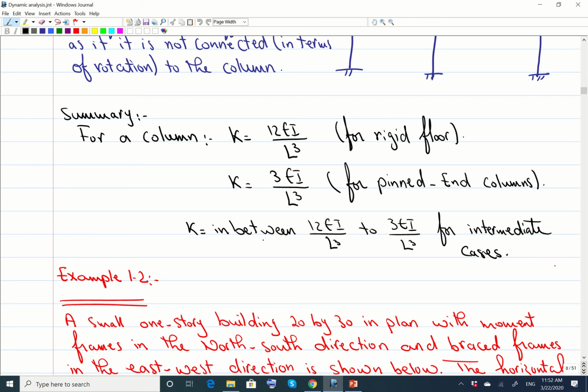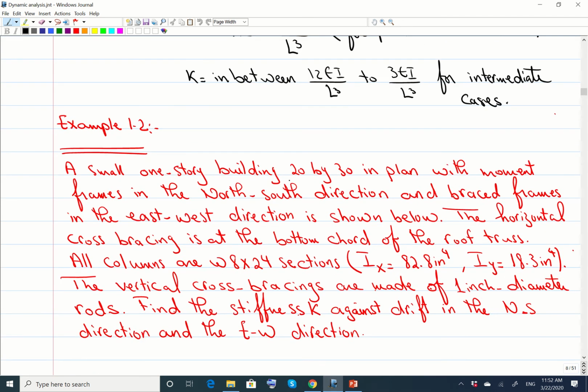If it's somewhere in between, where you don't have a completely rigid floor, it's going to be somewhere between those two values, 12 EI divided by L cubed and 3 EI divided by L cubed. Now, let's see an example that was in the textbook, example 1.1.